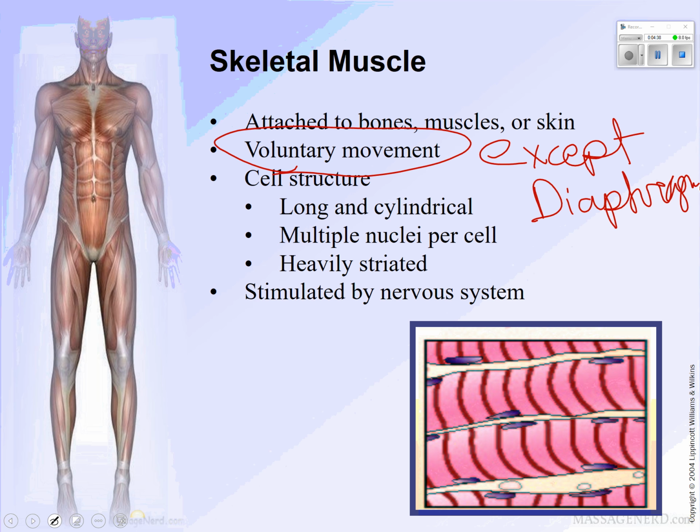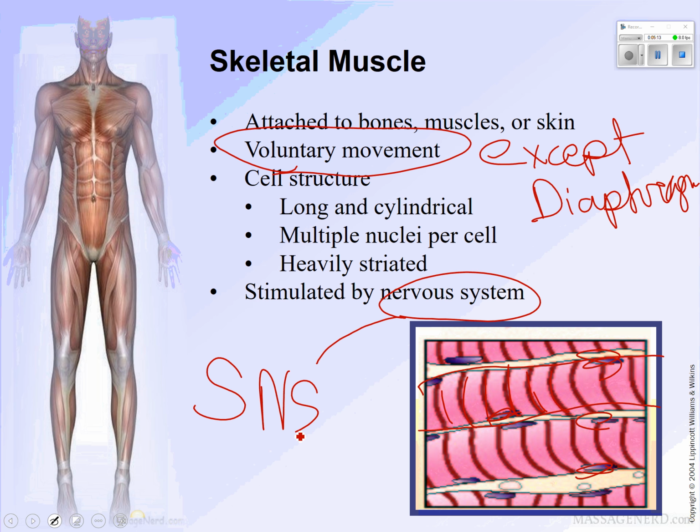The cell structure is they're long, like little columns here, cylindrical. They have multiple nuclei per cell. These are going to be heavily striated, so if you look, you see a lot of these dark bands or dark lines on the picture. When you look through a light microscope, you'll see these heavily striated, alternating light and dark bands. It is stimulated by the nervous system, specifically by the somatic division of the nervous system, and it's voluntary.